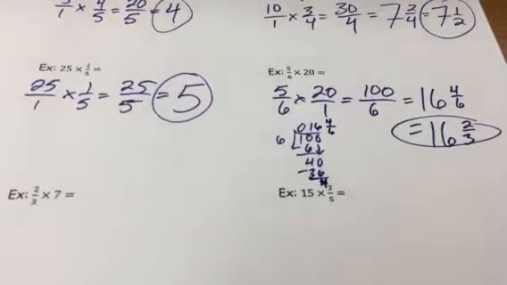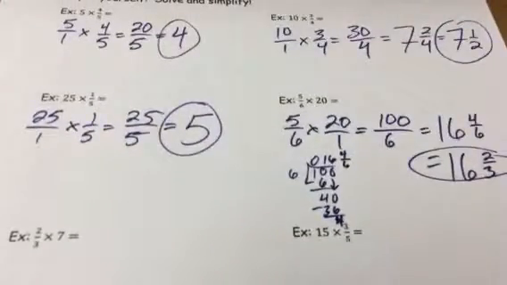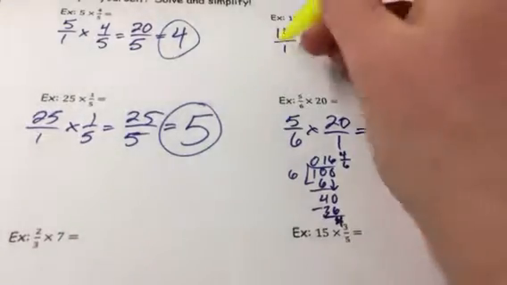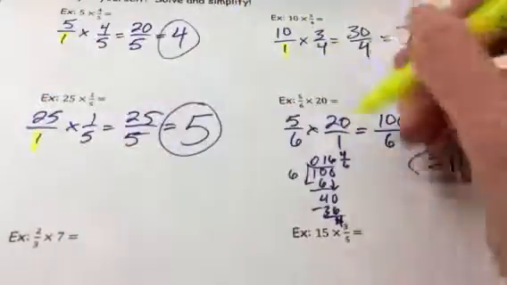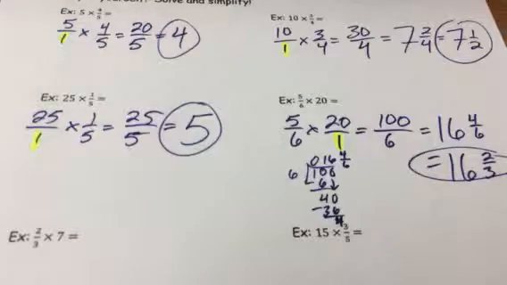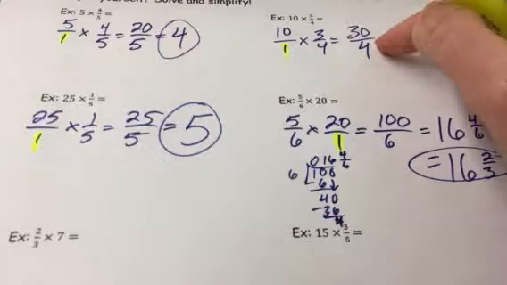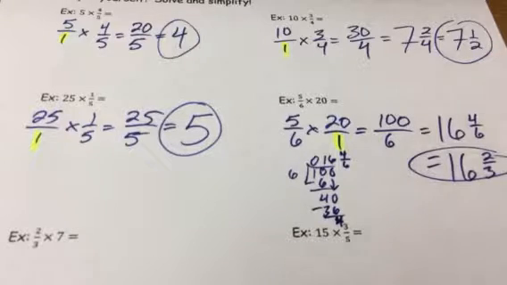I want you to go ahead and complete the rest on your own. So again, our key here is that you put your whole number over 1 and you multiply straight across. Pretty easy. And then you turn your improper fraction into a mixed number, skills that you already have. You can check the answers for the bottom half on my website.